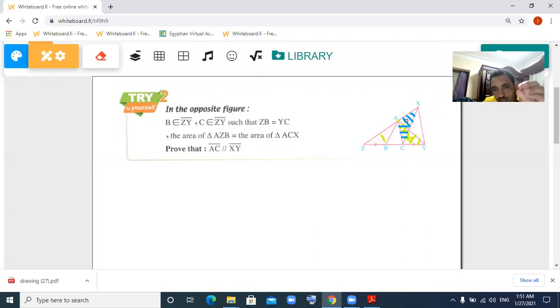So the blue triangle equals the yellow triangle, and now they are like trousers. They have a common base and are between two lines. So the line AC is parallel to the line XY.